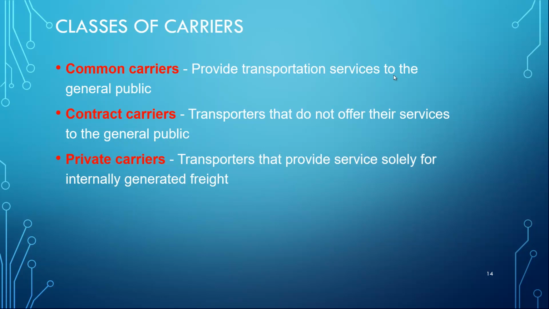Carriers can be classified as common carriers, contract carriers, and private carriers. Common carriers provide transportation services to the general public. Contract carriers are transporters who do not offer their services to the general public. Private carriers are transporters who provide service solely for internally generated freight.